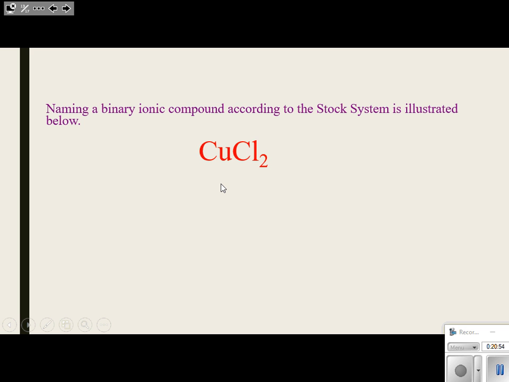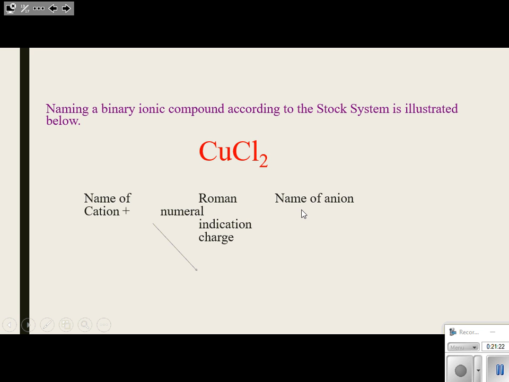What two elements am I dealing with? What is Cu? Copper. What's Cl? Chlorine. So I'm dealing with copper and chlorine. As I'm naming this, I say, okay, I have the name of the cation. Do I need a Roman numeral, and then the name of the anion? What is my name of my cation? Copper. We just said that. Now, is copper multivalent? Yes, it is. So, do I need a Roman numeral? Yes, I do. So, how am I going to tell what copper I have? What are my two choices for copper?